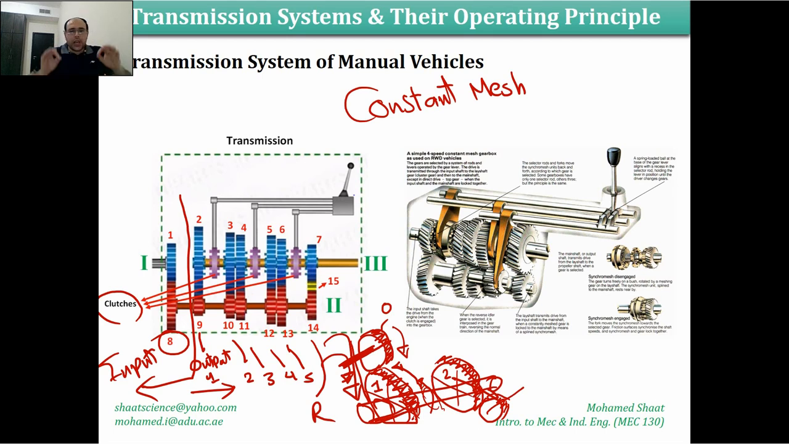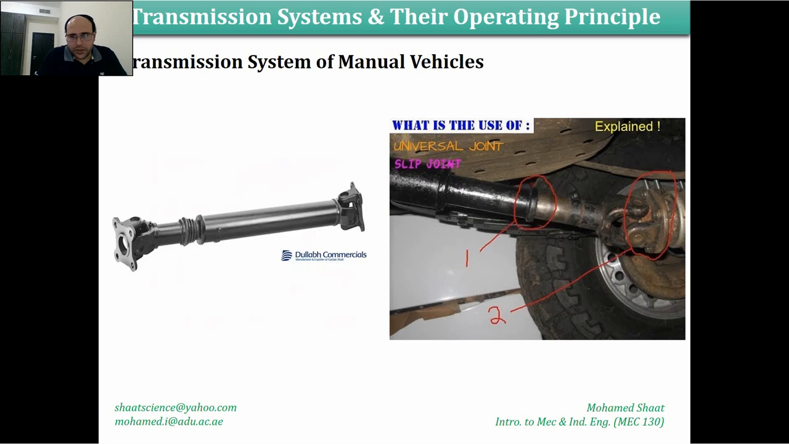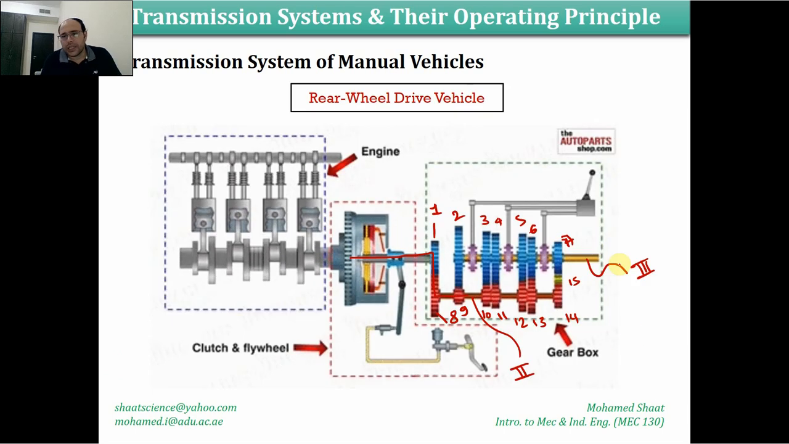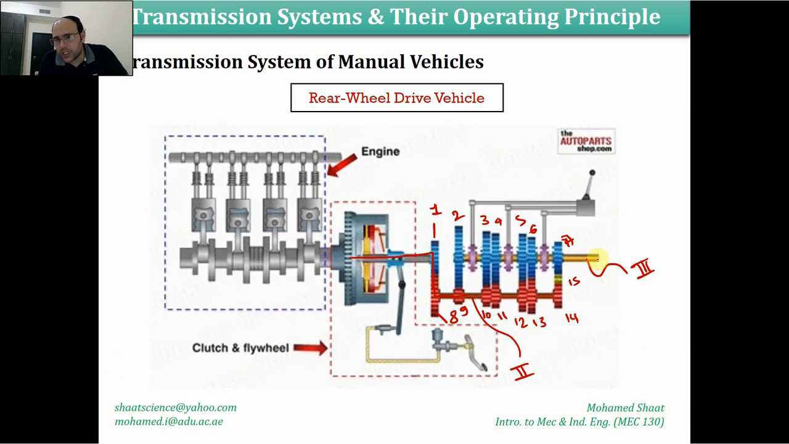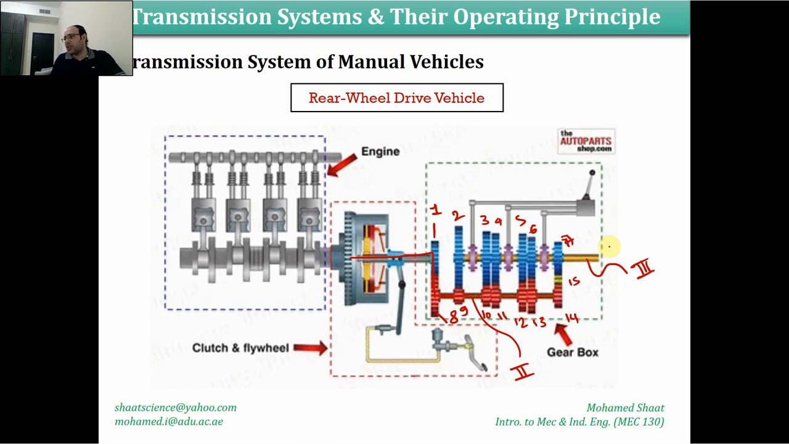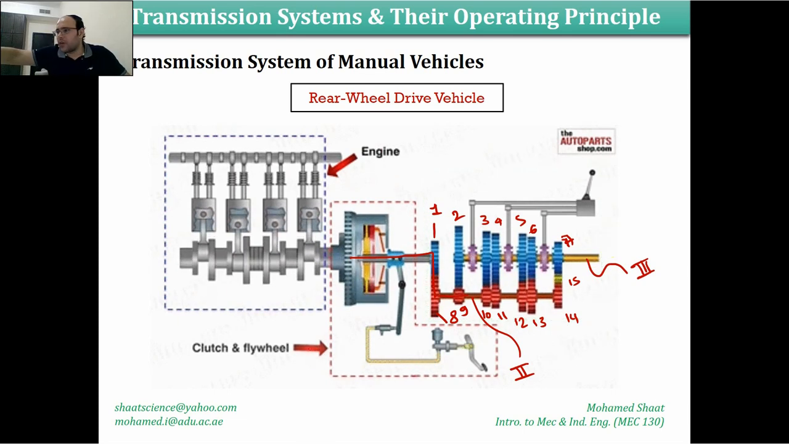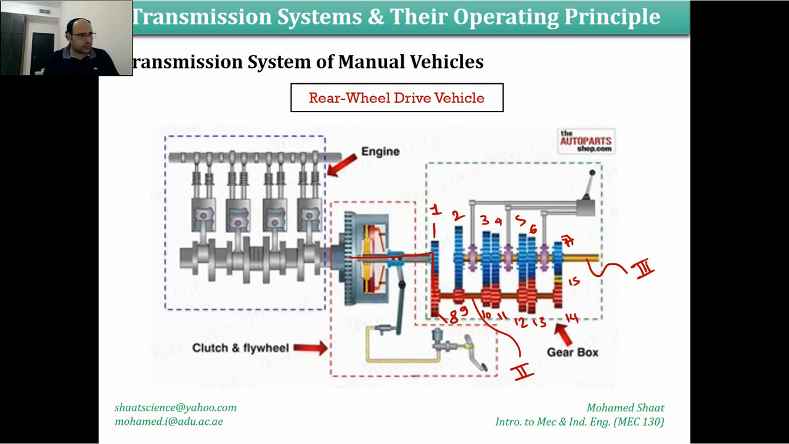So remember that shaft number 3 is going to rotate as long as one of these three clutches is connected to one of the gears over shaft 3. Or in other words, it is not necessary for shaft 3 to rotate just because all the gears are rotating. In this animation, all gears are rotating, but this doesn't mean that shaft 3 is rotating. In this case, shaft 3 is not rotating. And remember that shaft 3 is connected to the propeller shaft that is connected to the differential. It means that the car is not moving.